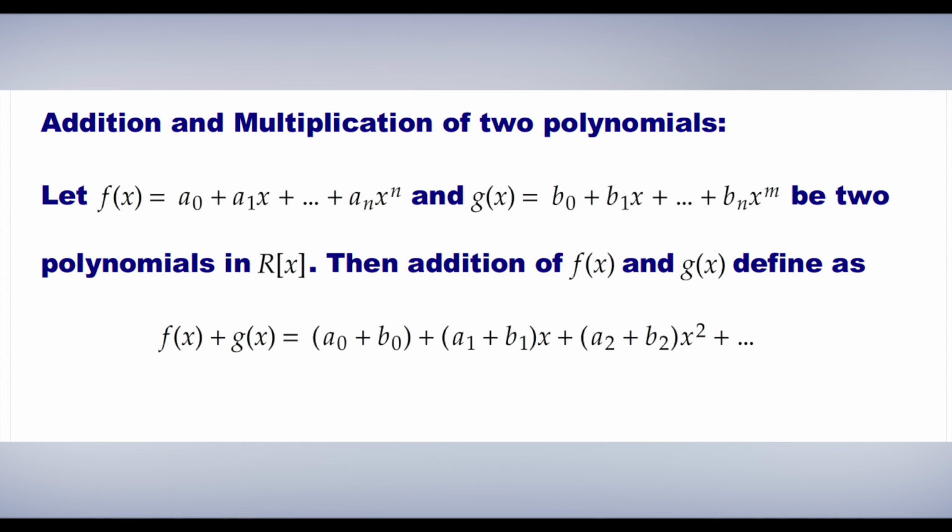Let f(x) = a0 + a1x + and so on + an x^n and g(x) = b0 + b1x + and so on + bm x^m be two polynomials in R[x]. Then addition of f(x) and g(x) is defined as f(x) + g(x) = (a0 + b0) + (a1 + b1)x + (a2 + b2)x^2 + and so on.